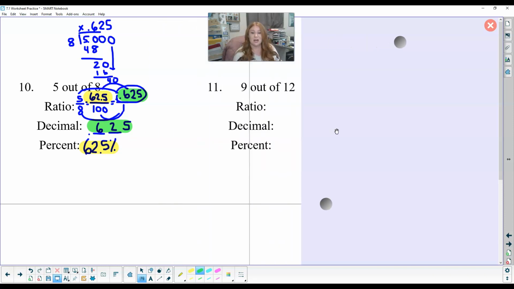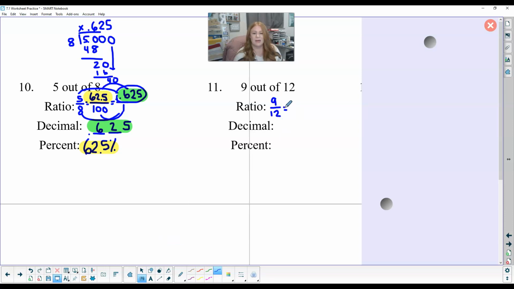Okay, so let's try this one here. And we're going to use the proportion strategy this time. So this time we use the unit rate. Now let's go back and use our proportion strategy. So as a ratio, let me get my pen back, we have 9 out of 12, and I want that to be 100. So if I'm counting by 12s, I say 96, I say 108, I do not say 100.